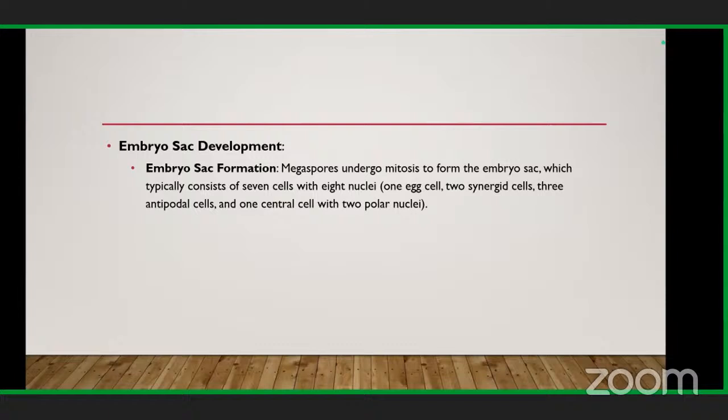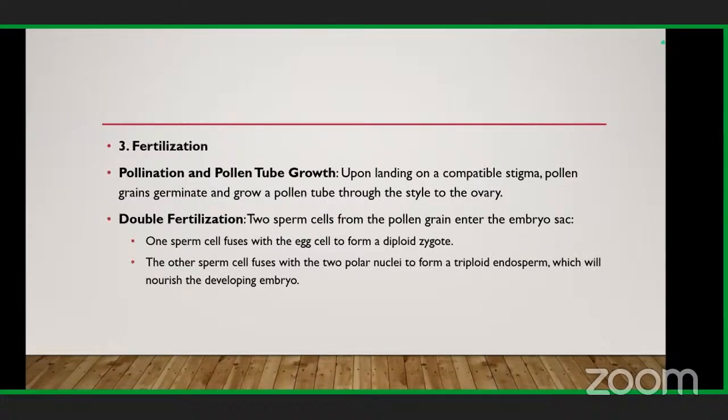So remember the terms: one egg cell, two synergid cells, three antipodal cells, and one central cell with two polar nuclei. Because we need these terms in our next chapter, that is the reproduction in flowering plants. So these are the terms. It is 7 cells, 8 nuclei. So next, fertilization will take place.